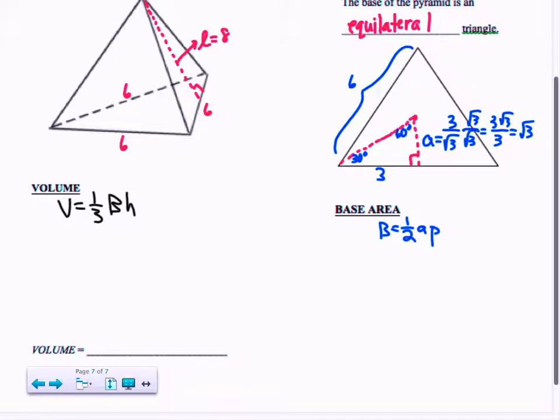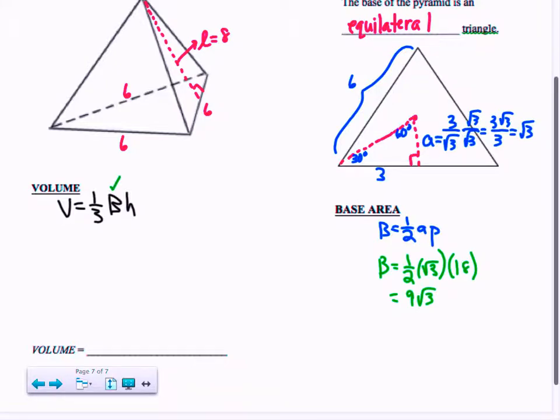We can now find our base area. So that's 1/2 times √3 times the perimeter. Add all the sides up. 6 plus 6 plus 6 is 18. So that looks like a 9√3 for me. I'm going to leave that as a √3 and worry about the hundredth decimal answer when I get down to the bottom. So let's just let that be for a minute. All right, volume. We got our big B. Now we need our height.